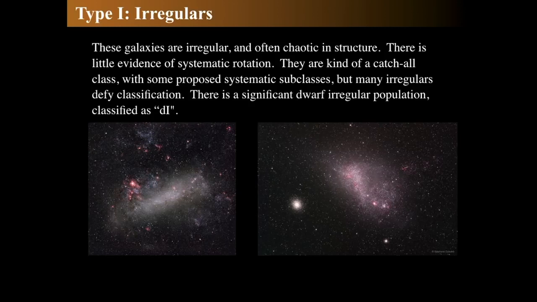And basically, they look like train wrecks. An irregular is not an elliptical, it's not a spiral, has no spiral structure, but they tend to have a lot of star formation going on in them, the irregulars. They look like messes, and these are the two large and small Magellanic Clouds.